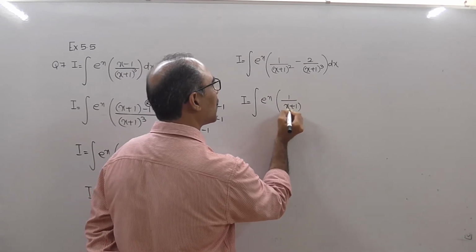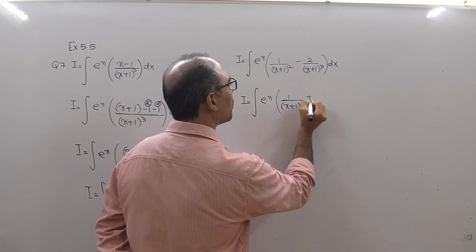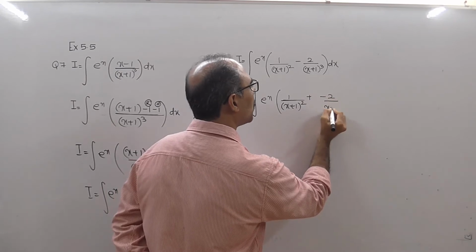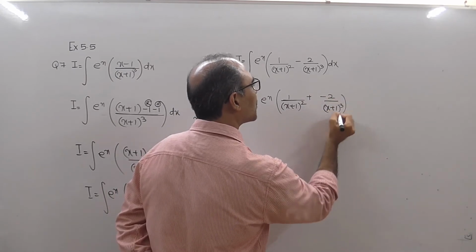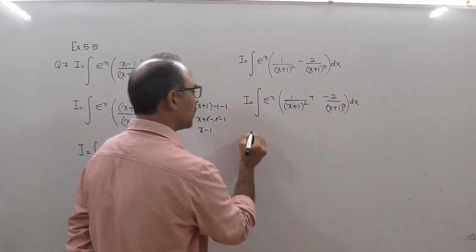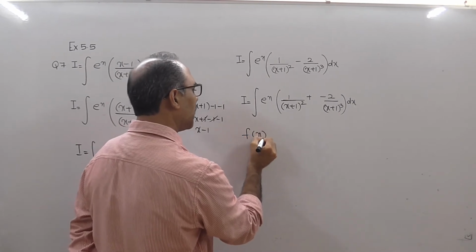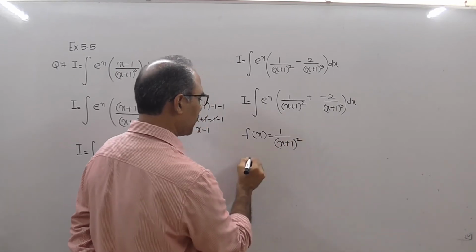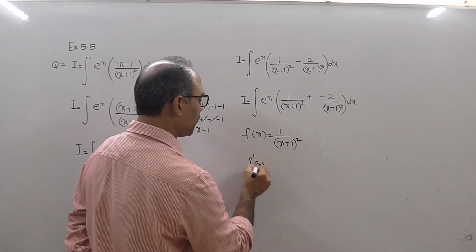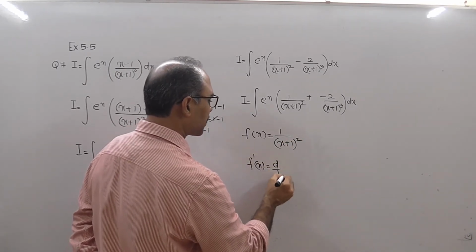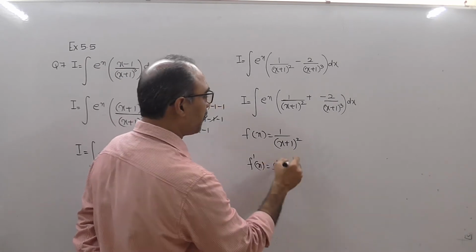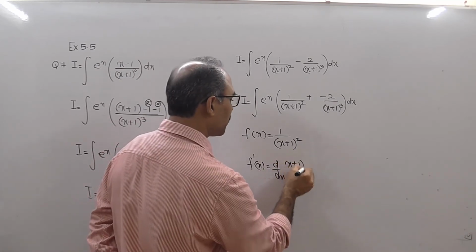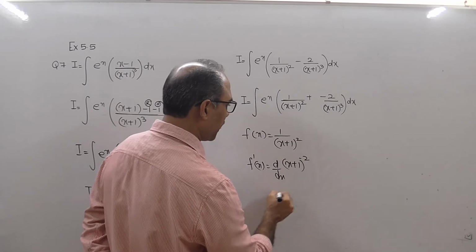I will write this as 1 upon (x plus 1) the whole square plus minus 2 upon (x plus 1) the whole cube dx. So what is my f of x? f of x is 1 upon (x plus 1) the whole square. f dash of x will be equal to d by dx of 1 upon (x plus 1) the whole square, so we can write it as (x plus 1) raised to minus 2.